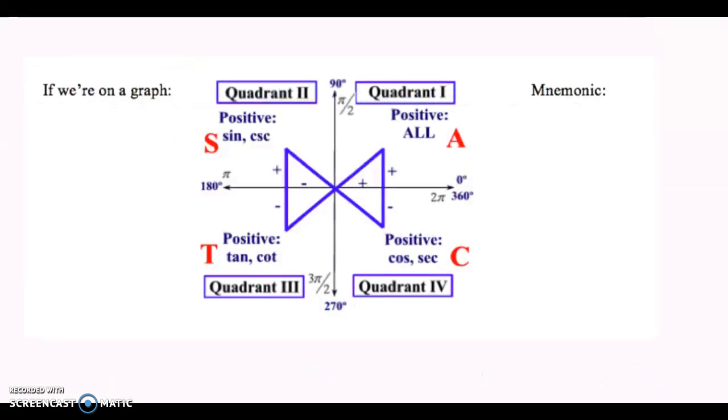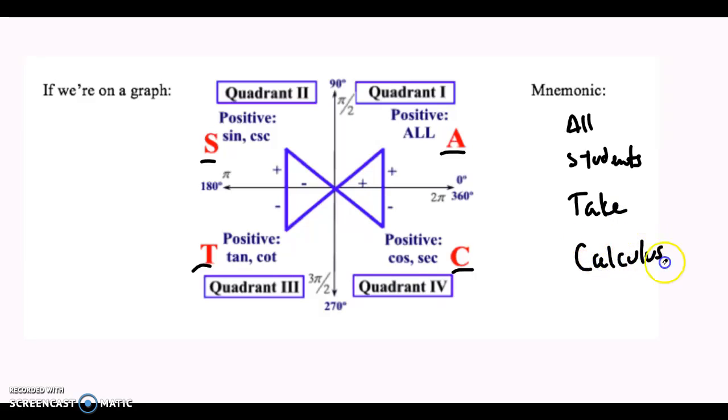Now, we're going to look at graphing these. So there's a little mnemonic that we can use. It's ASTC. Some students remember this as all students take calculus. And here's what it means.